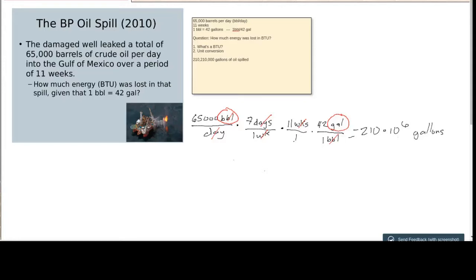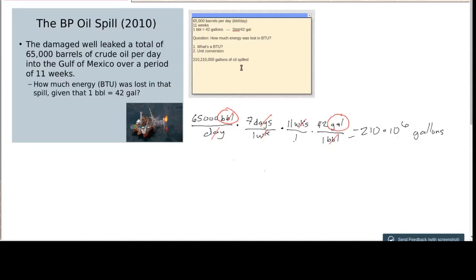Okay, so now that I know how many gallons were spilled, I actually want to know how many BTUs, how much energy was lost. And there's nothing in the data given in the problem to tell me the relationship between gallons and BTUs. So I'm going to have to look it up. I'm going to have to look up a conversion factor. And that's what Google's for.